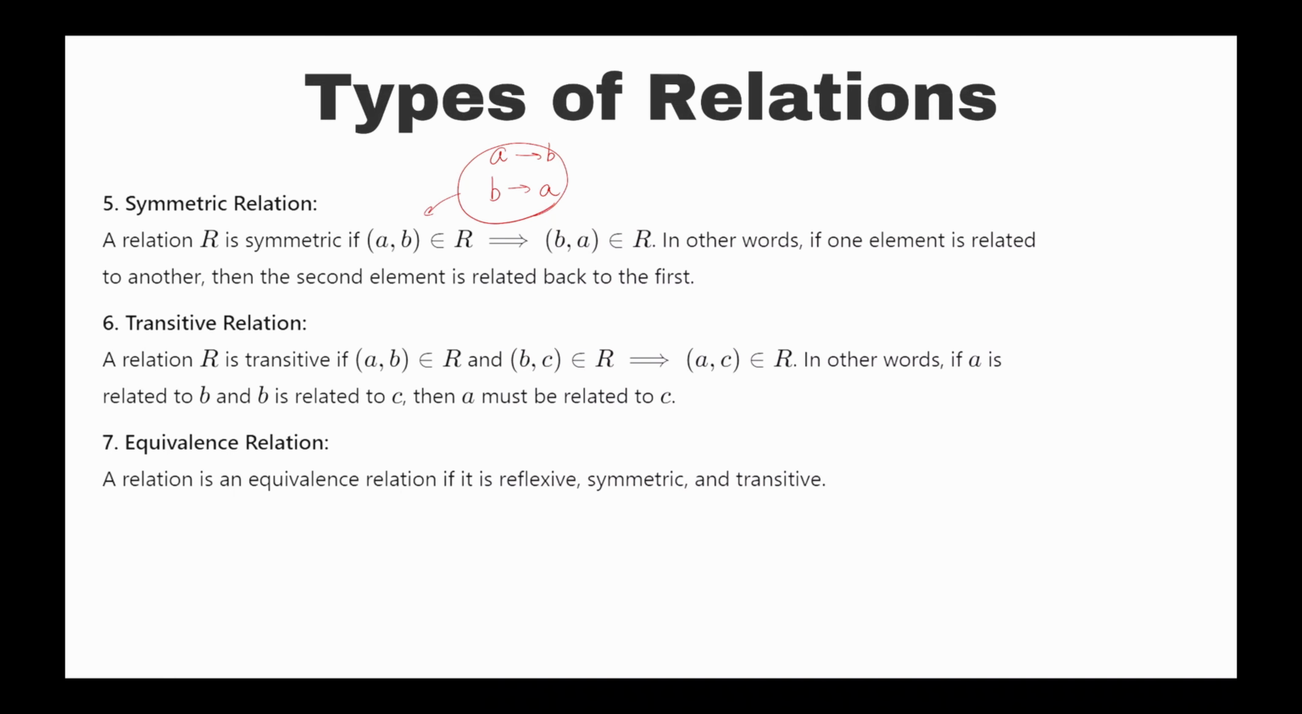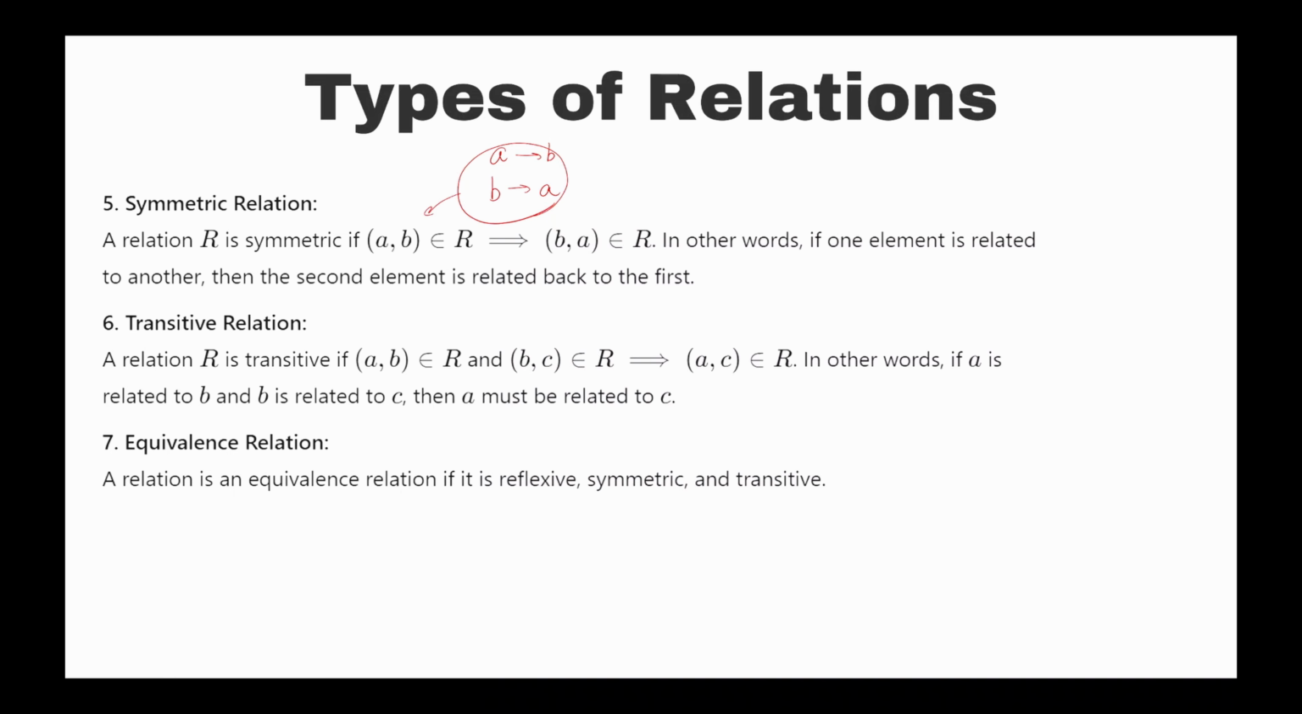Each and every element in my set, if it is related back to itself, and it is not related back to itself in reverse, then we can call it an antisymmetric relation. So for example, let's take this example. A is equal to {1, 2, 3}. There is a relation defined: (1,1), (2,2), (3,3) and (1,2).